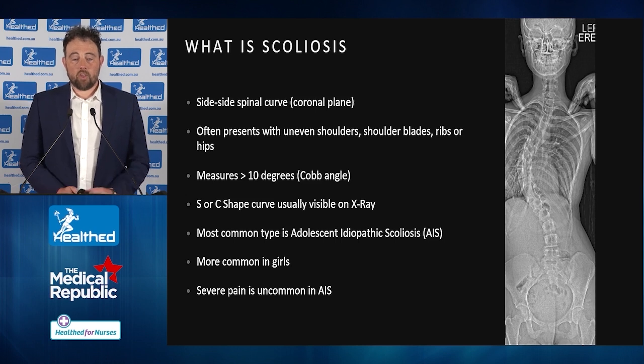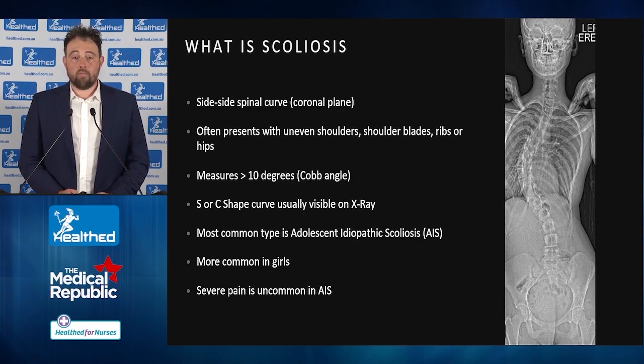When we measure scoliosis, we use what's called a Cobb angle, and to be a true scoliosis and not just a tilt of the spine, this Cobb angle should be greater than 10 degrees. Often on an X-ray like the one you're seeing here, which is a fairly obvious high magnitude scoliosis, you can see an S shape or a C shape or question mark type shape visible on the AP X-ray.